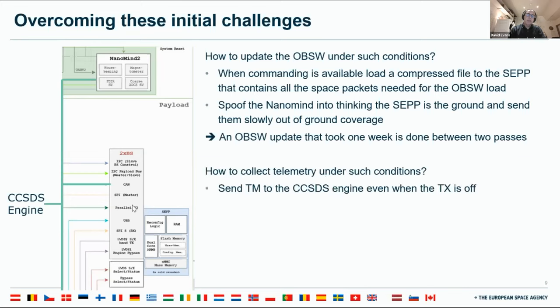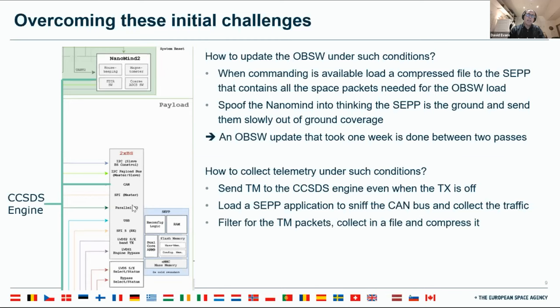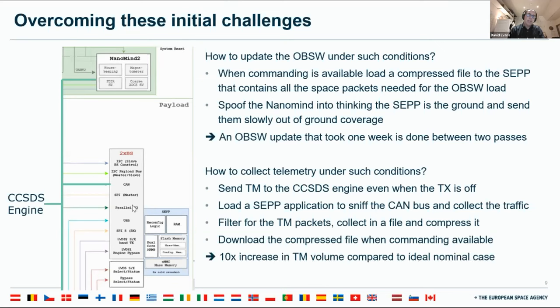How do you get telemetry under such conditions? Well, we did the same thing, but in reverse. We basically sent TM to the CCSDS engine as if we'd send it to the ground, but the transmitter's off, so it's not going to the ground. But we loaded the SEP application, which would sniff the CAN bus and the SNAP bus, collect all the traffic, filter for the TM packets, put that in a file and compress it. And then whenever the link came up, we could send the compressed file back down, and hey presto, we got a 10-fold increase in telemetry volume in terms of actual real throughput compared to even our ideal nominal case.